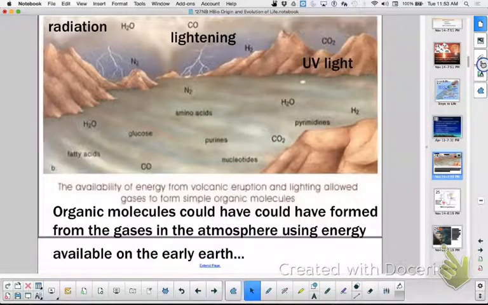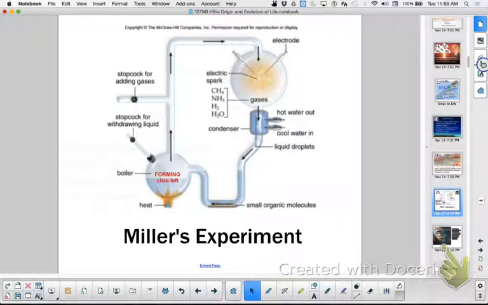And so a man named Oparin hypothesized that due to these things like UV light, lightning, radiation, you could take these gases and make these organic molecules. Oparin hypothesized it, but a man named Miller actually did an experiment with an apparatus that looked just like this. He took those early gases, put them in this chamber, and started getting it to cycle. Cycle right here with heat. What could this heat represent? Magma. What could the electrode represent? Which would be what? Lightning.